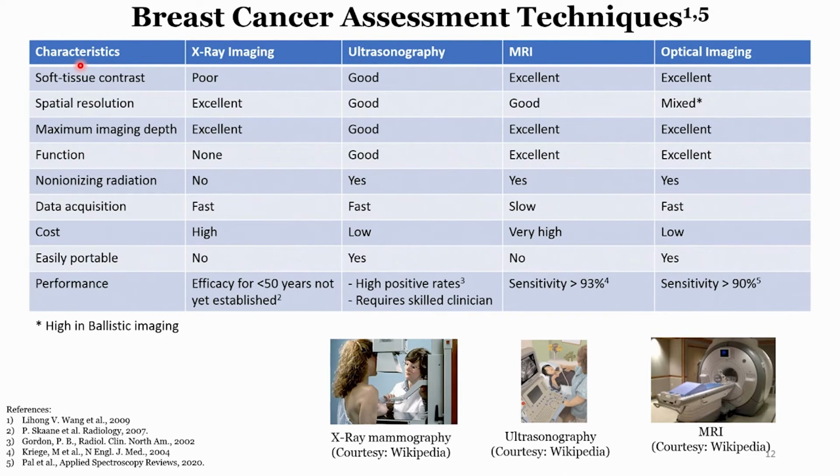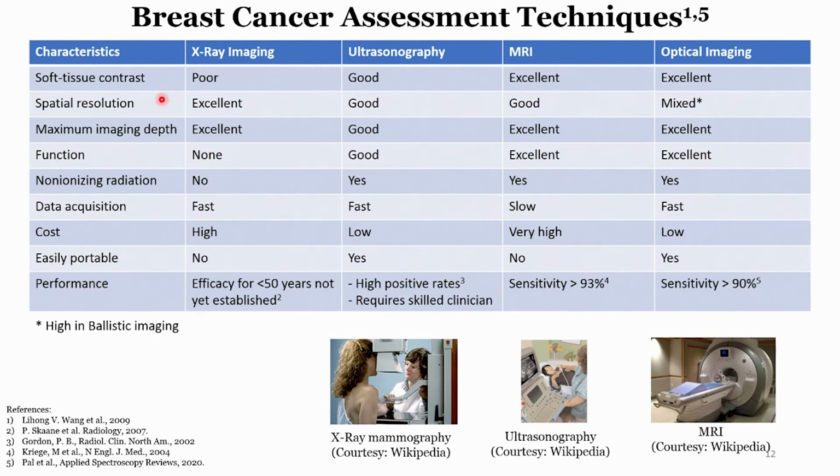There are different characteristics which are defined for these assessments. Okay. For example, the soft tissue contrast. In the case of soft tissue contrast, ultrasound and MRI are very good as compared to X-ray imaging. Even optical imaging is very good where you want to characterize soft tissue contrast. Okay. What it means is that you want to differentiate the tissue from soft matter, or the soft cartilage that is present.